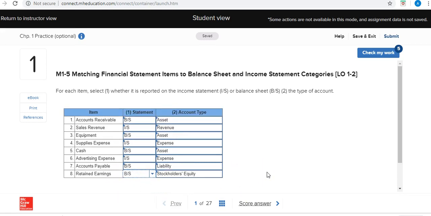So we finished our first exercise, which helps us identify account type and the statement on which it appears. There will be a problem like this and another similar problem in your practice exercises for Chapter 1.